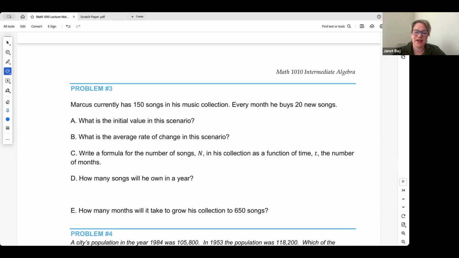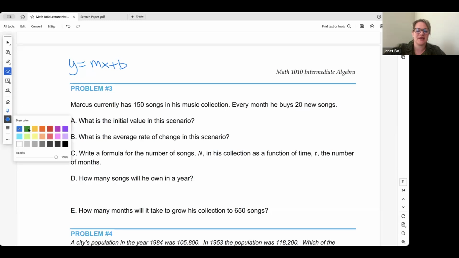Marcus currently has 150 songs in his music collection. Every month he buys 20 new songs. What is the initial value in this scenario? Can you see that we're trying to model with our linear function? Remember, our favorite form is slope-intercept: y equals mx plus b. B is where you begin, your initial value.